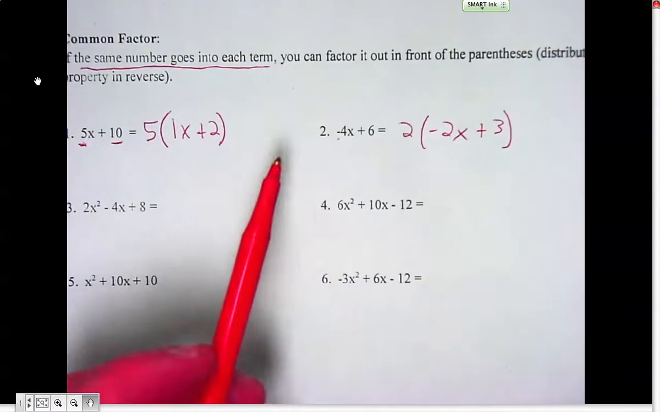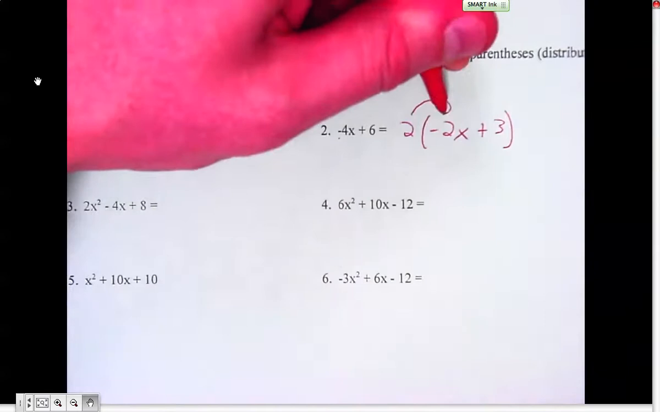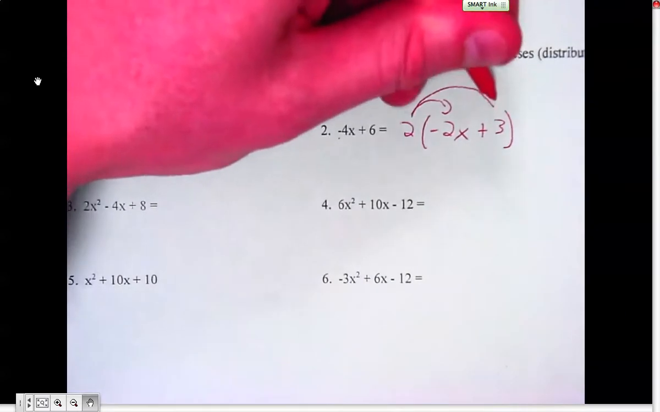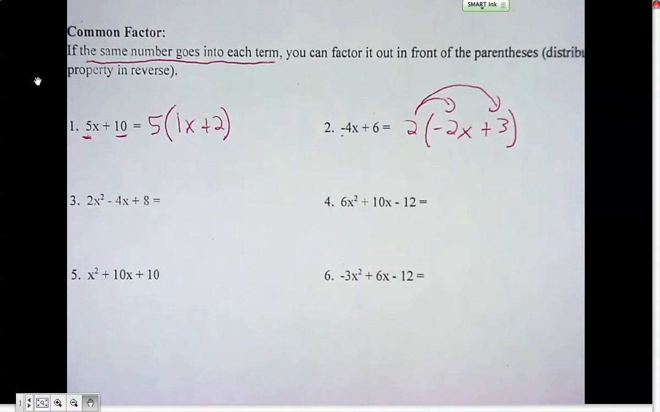You can always check your answer to see if you're on the right track by just doing the distributive property in your head. If I distribute that 2 back in, I'm going to have -2x times 2 is -4x, and 2 times 3 is 6. So I am getting that same thing back.